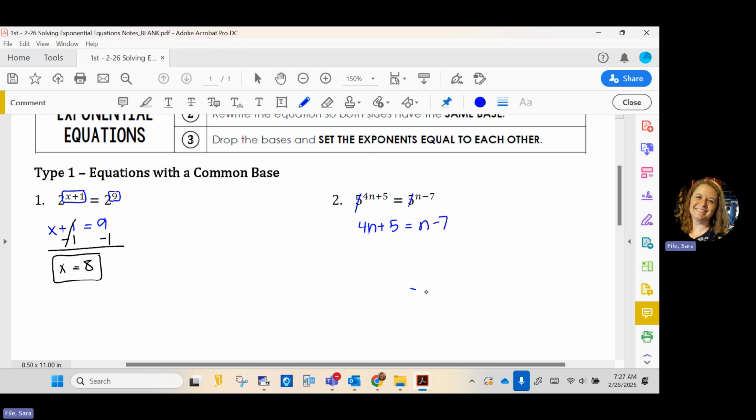Now this one's a little more complex. Oh, that was supposed to be an eraser. Still supposed to be an eraser. Come on. Holy cow.